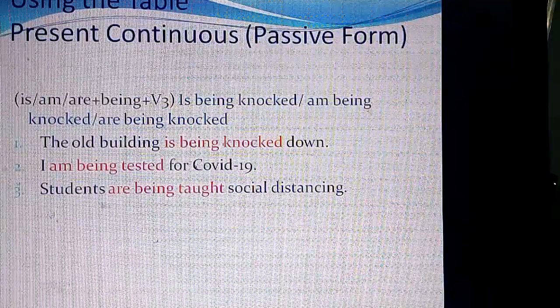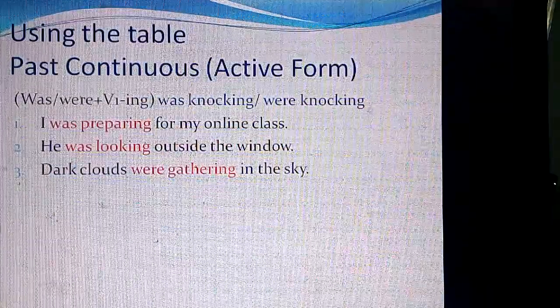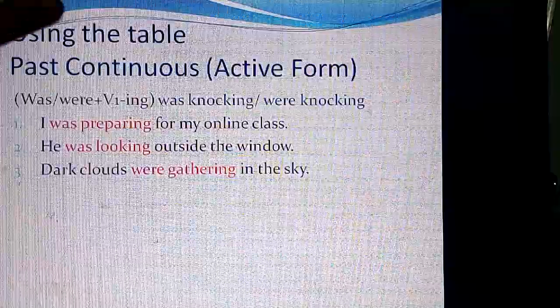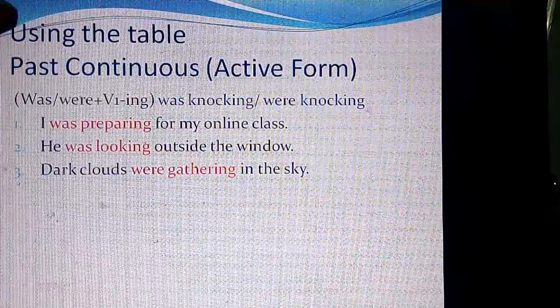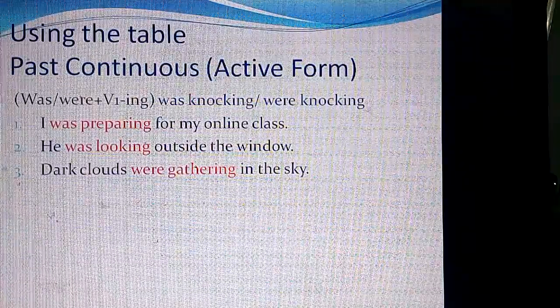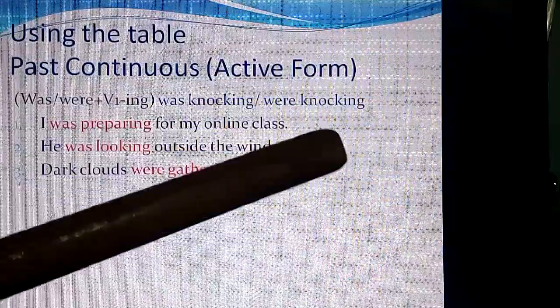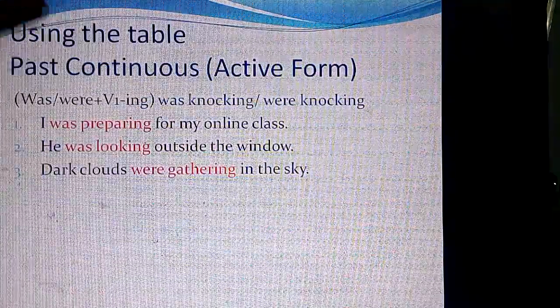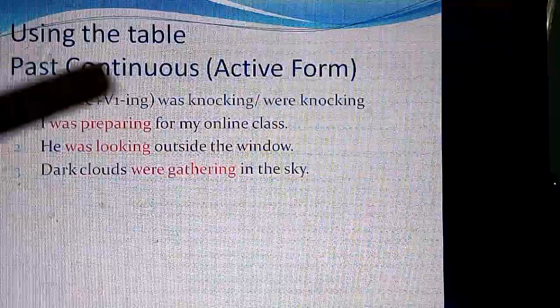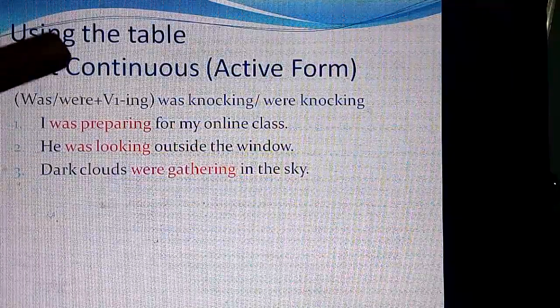So in this manner active and passive voice go hand in hand. And once you have learned to make active form, it is very easy to understand the passive form, because we have to complete the same rule of forming active form.